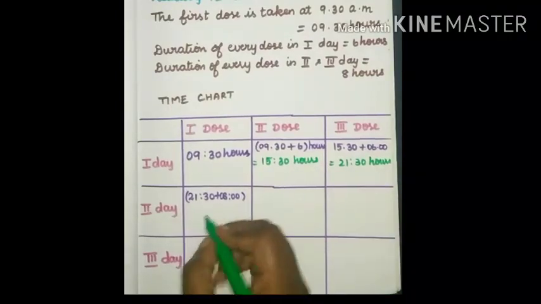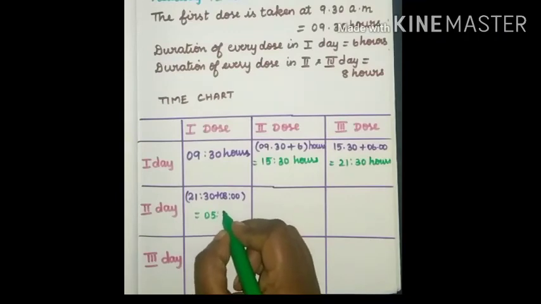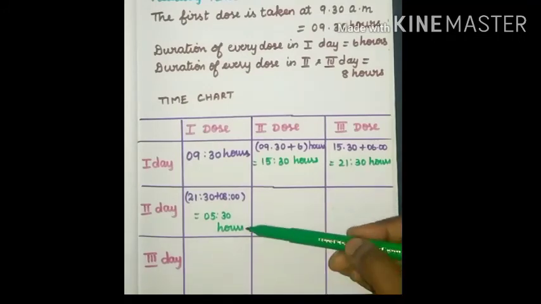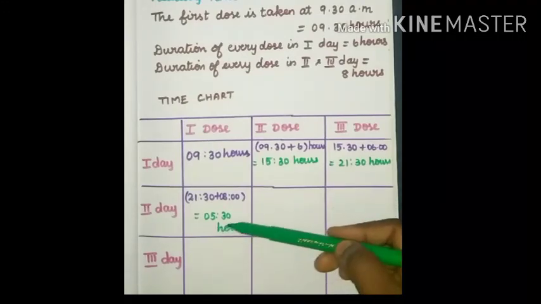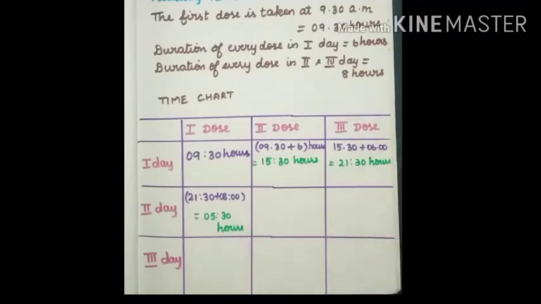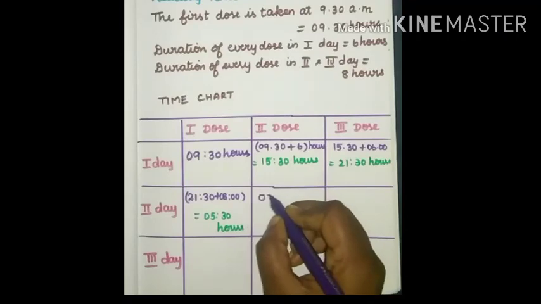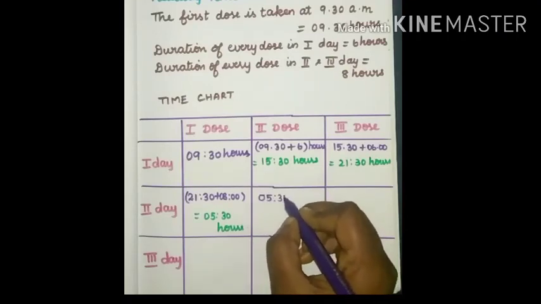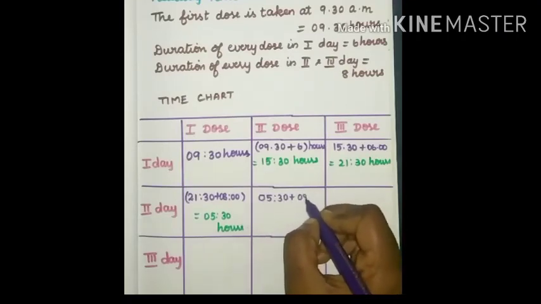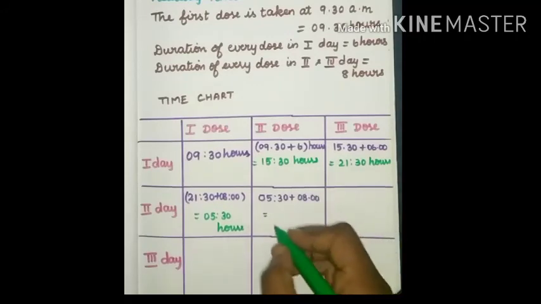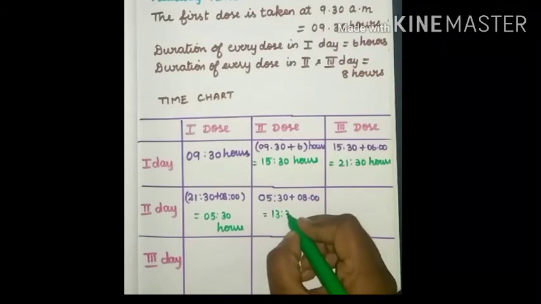That is 5:30 hours. So Vairavan takes the first dose on the second day at 5:30 hours. Let's find the second dose. 5:30 plus 8 hours. That is 13:30 hours.